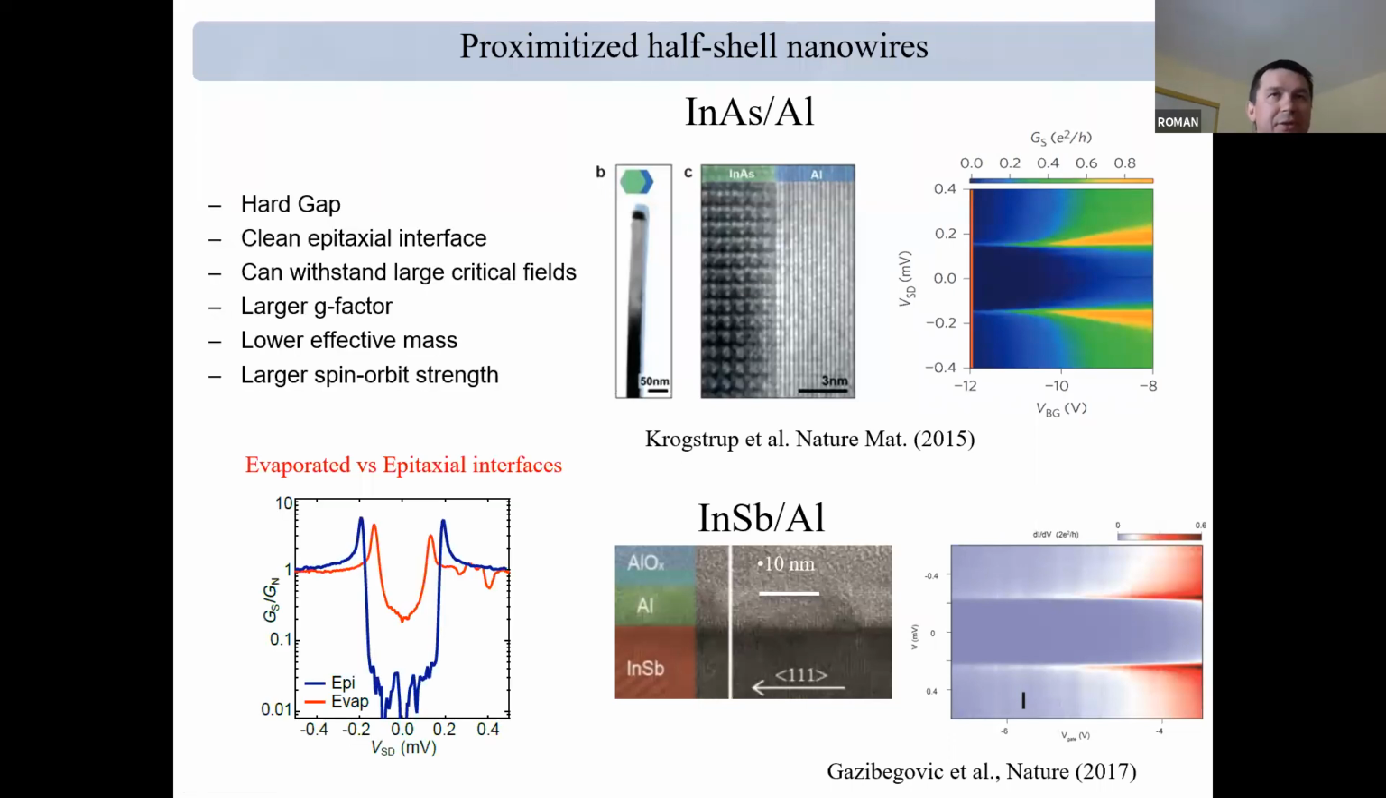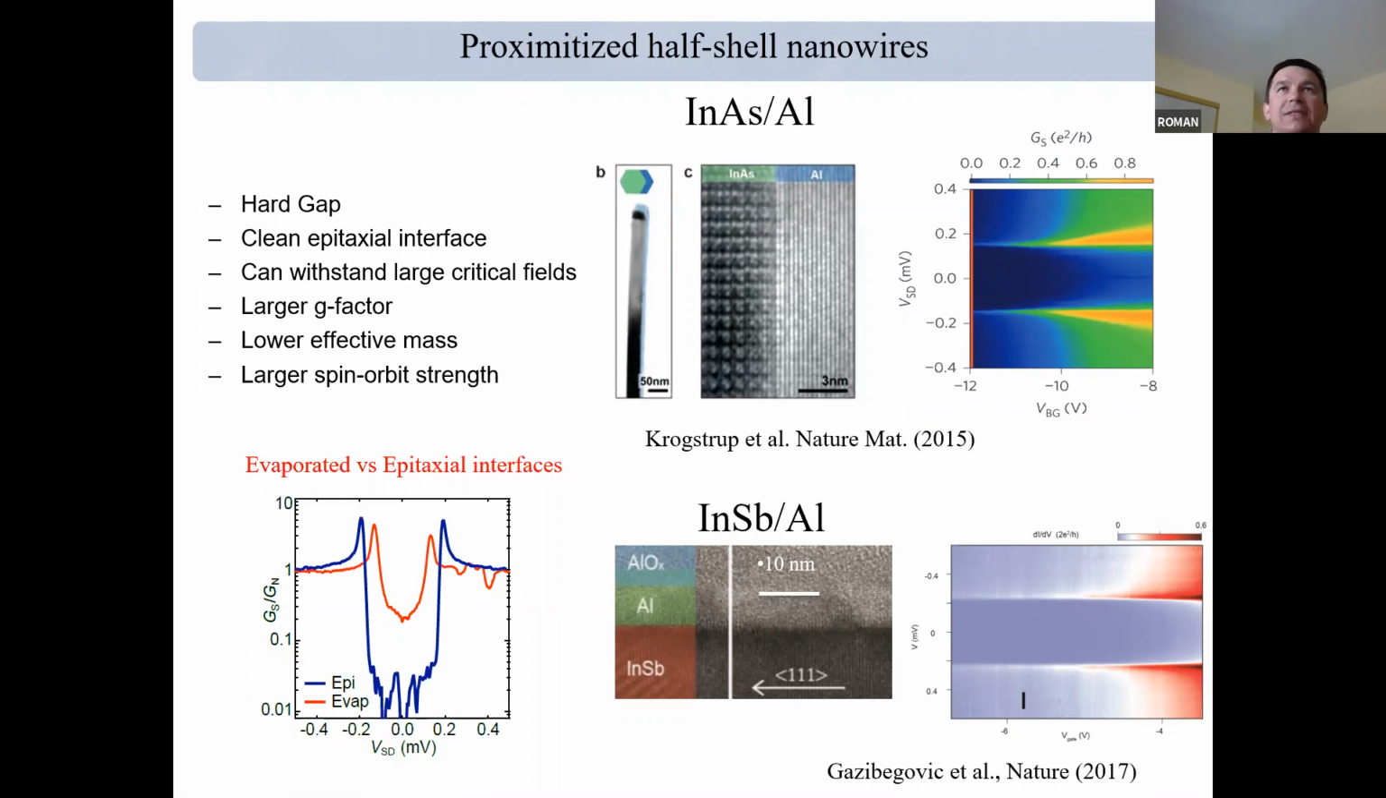So it turns out that materials quality is essential for conclusive realization of topological superconductivity, and interface properties are very important. You can see here, for example, the comparison of two techniques: an evaporated interface and an epitaxial, MBE interface. In the evaporated case, you can see that there is a lot of subgap conductance, whereas in the epitaxial case, the subgap conductance is much lower, and this is actually the gold standard of the experiment.